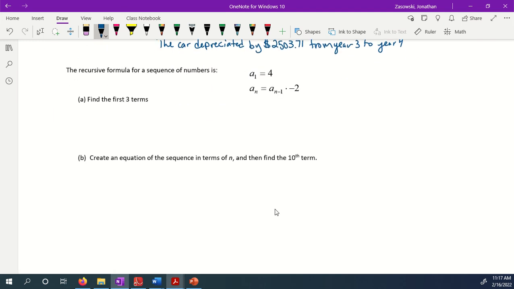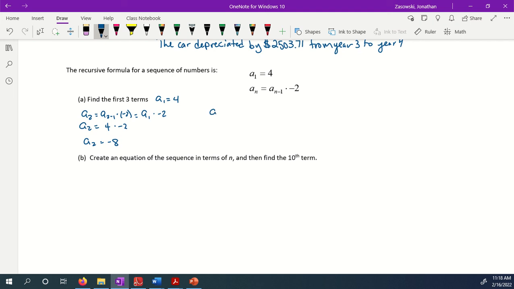Okay, for the next question, here it gives us a recursive formula. We just want to generate the first 3 terms. So we already know the first term is 4. So the second term, if you remember, is going to be a sub 2 minus 1, which is really a1 times negative 2. And then we're going to plug in. a2 is really 4, the first term, times negative 2. So a2 is equal to negative 8.